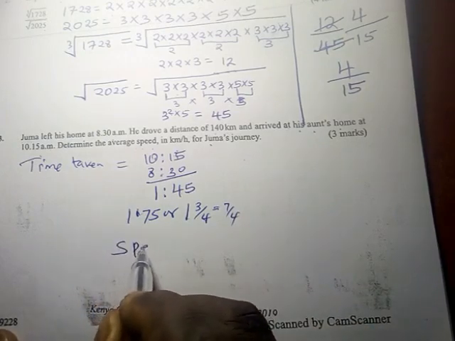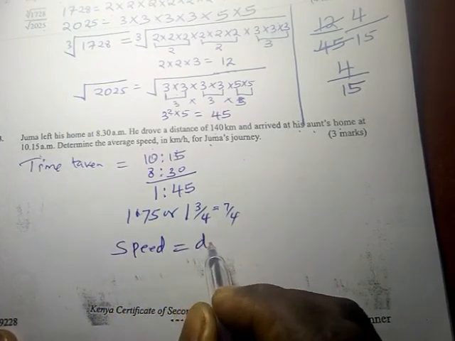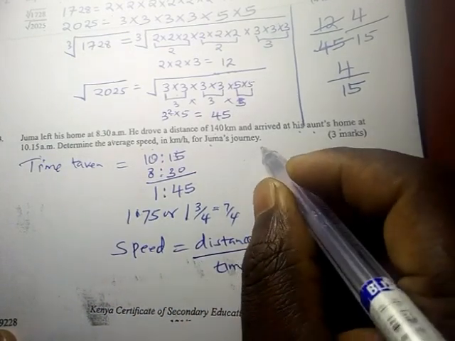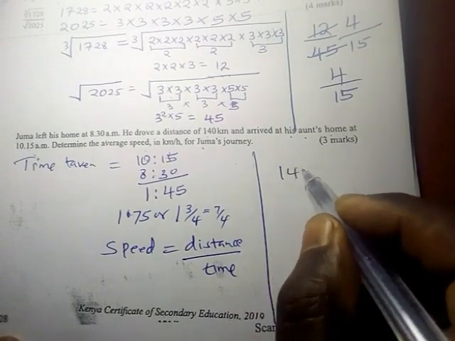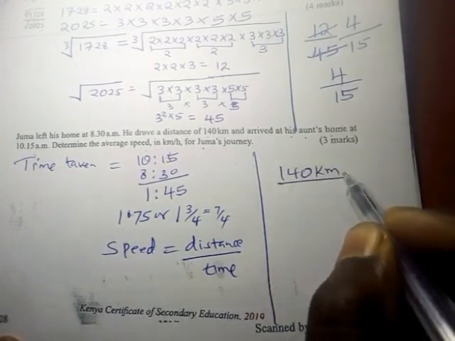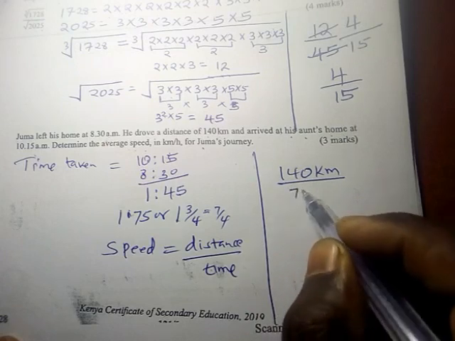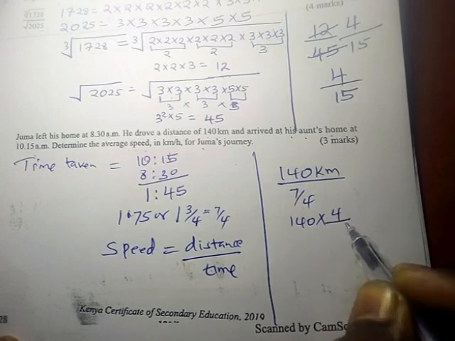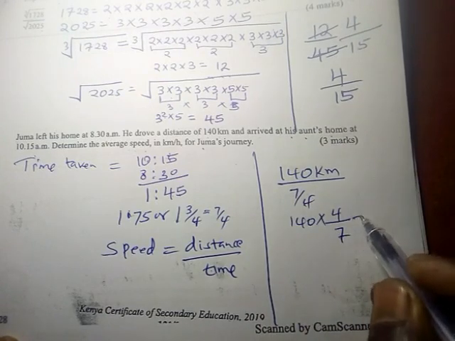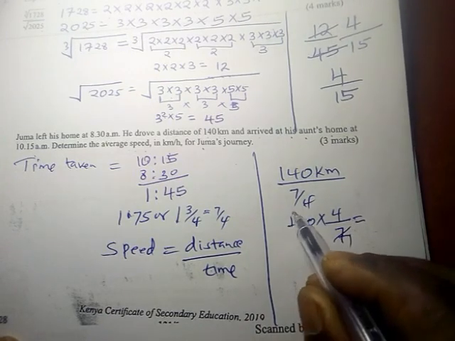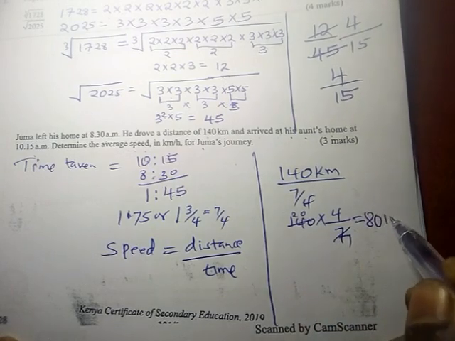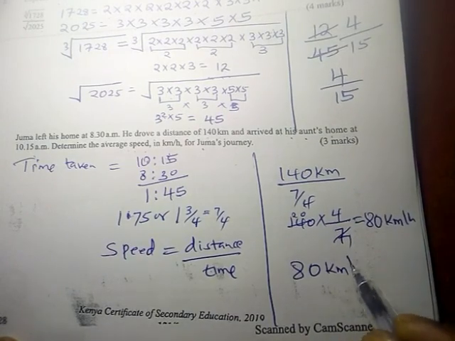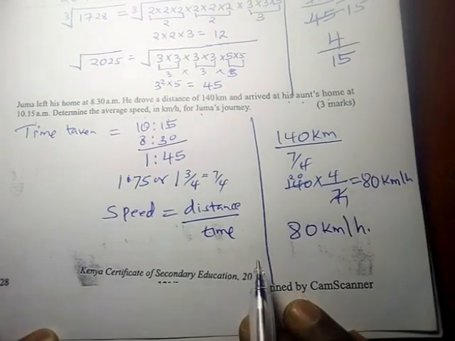We know that the speed equals distance over time. Our distance is 140 kilometers. We divide by the time, which is 7 over 4, which is the same as 140 times 4 over 7, the reciprocal of this. And this one here once, here twice. So that is 80 kilometers per hour.